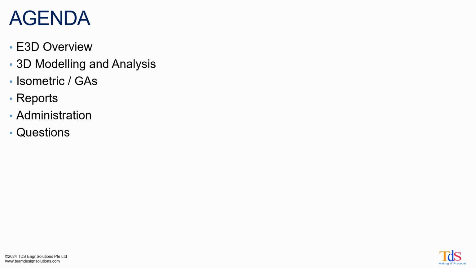We will take a break. Then we have isometrics, GA and reports, where I will show you all the various deliverables that you can get from E3D. And then we have administration. We will show you how to create users, and create anything that you want, so that you can start an E3D project very quickly. E3D projects can range from a few people doing a project to hundreds of people. And then after this we will have your questions.